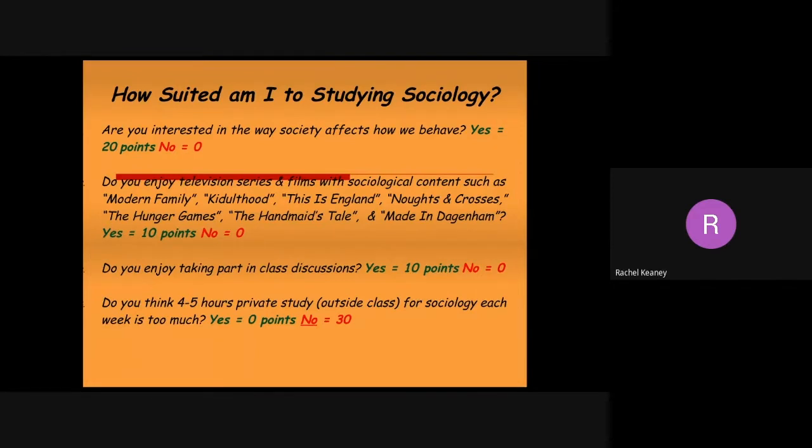Do you enjoy taking part in class discussions? Yes would be 10. No would be 0. Do you think that 4 to 5 hours private study outside class for sociology each week is too much? Yes would score 0 and a no would get you 30. I'll give you a moment just to answer those questions. This is questions 1 to 4. Write down your score for each one. We've got a couple more slides of this, so I'll just give you a bit of a pause to write these down.